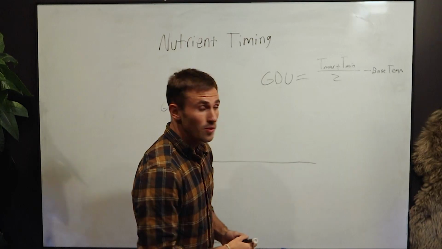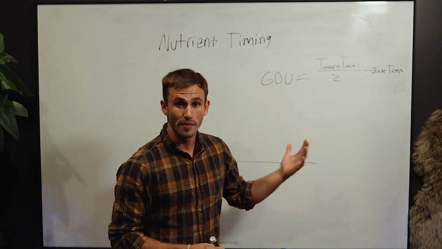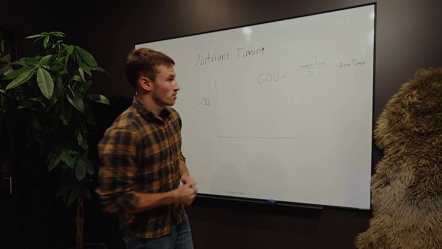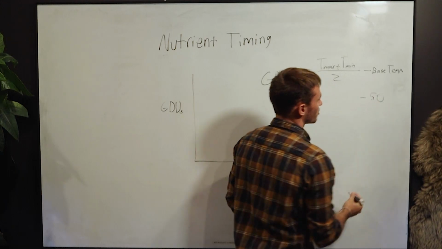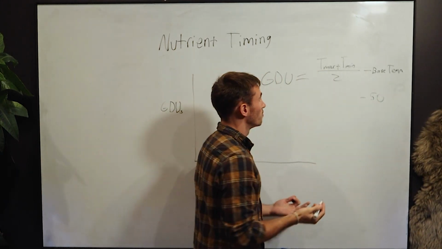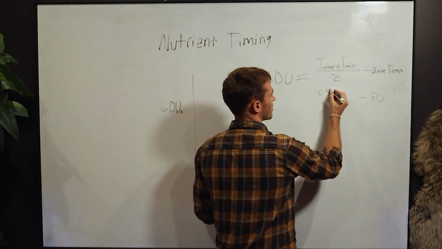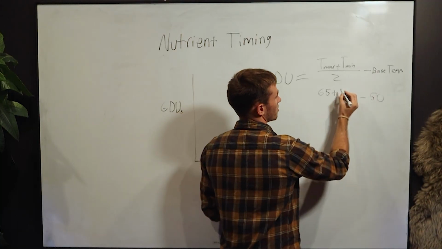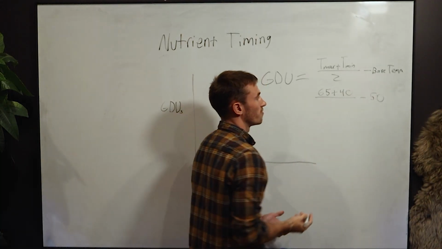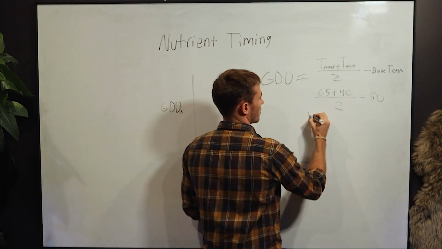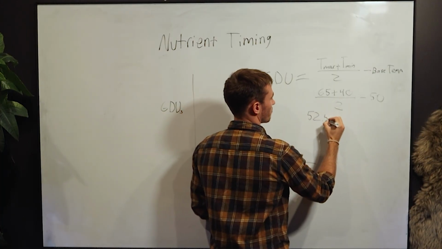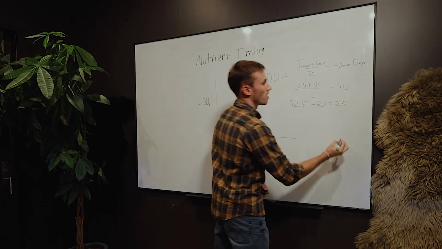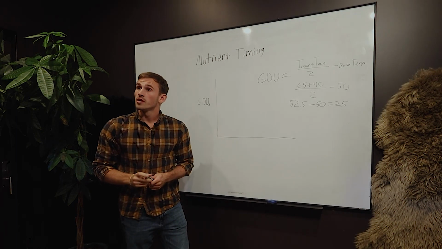So if we have an example, say we use corn, every single crop has a different base temperature, a different minimum temperature where that crop begins to start growing. So for corn, that's going to be 50. So when the temperature is above 50, the corn can grow. Say we have a day that is 65 degrees is the high, we're in the spring, and the lowest temperature is 40. So you have 105 divided by 2 is 52.5. So we have 52.5 minus 50, so we have 2.5 growing degree units accumulated that day.